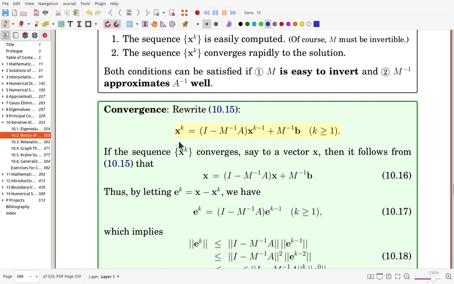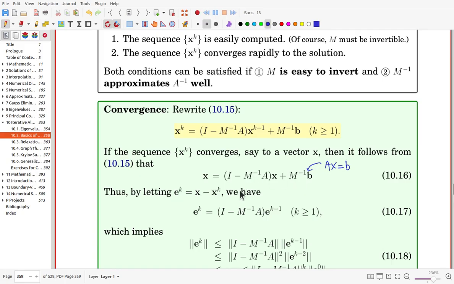Okay, we rewrite the algorithm here. Now we assume the iteration converges to a vector x. Then we can write it in this way for x. Of course, this equation can be obtained from Ax = b without introducing the iteration. If you just use the matrix splitting, then you can reach that one, assuming x is the exact solution.